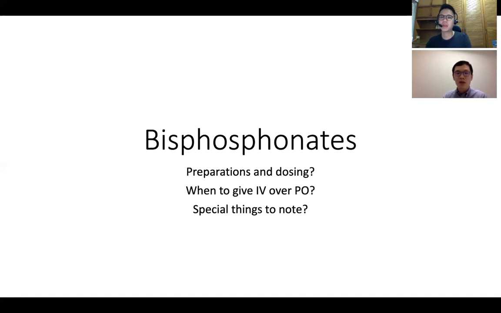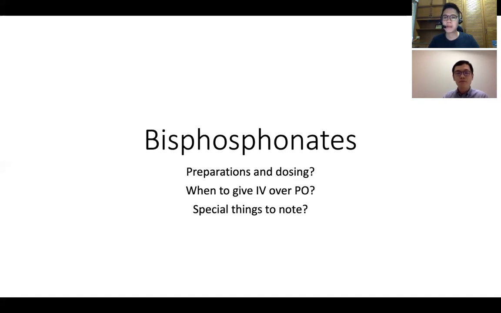Between the once a week and once a day preparations, the GI side effects don't seem to be significantly different between the two. Now there's a new alendronate which is buffered, so the pH is not as low, not so acidic. So that might be a consideration for patients who experience GI side effects with the conventional alendronate, but the cost is a bit higher. And some patients still have problems even with the buffered alendronate, so it's a consideration.